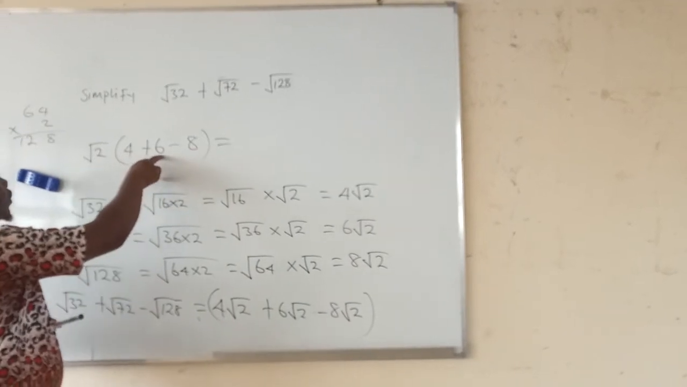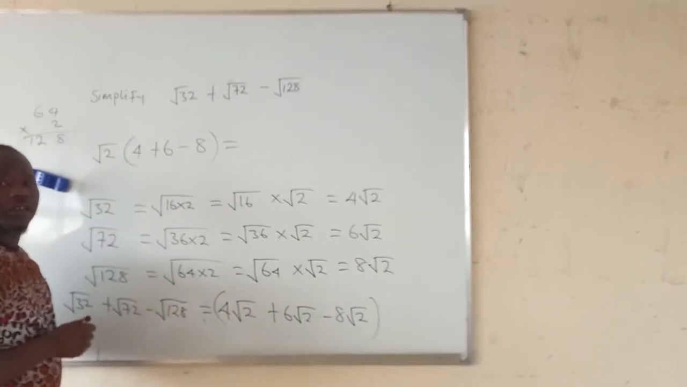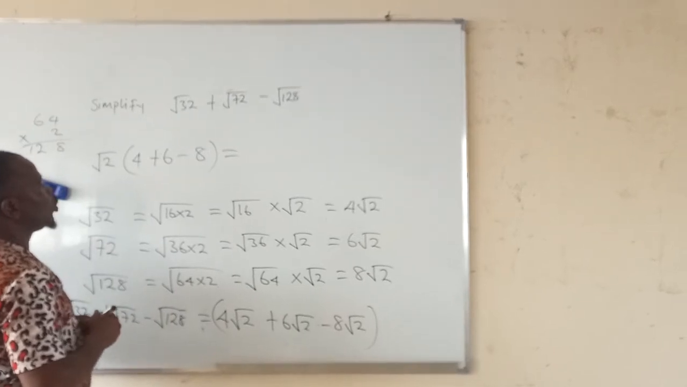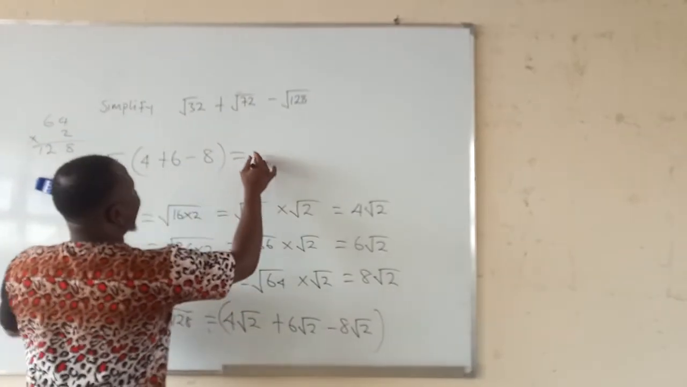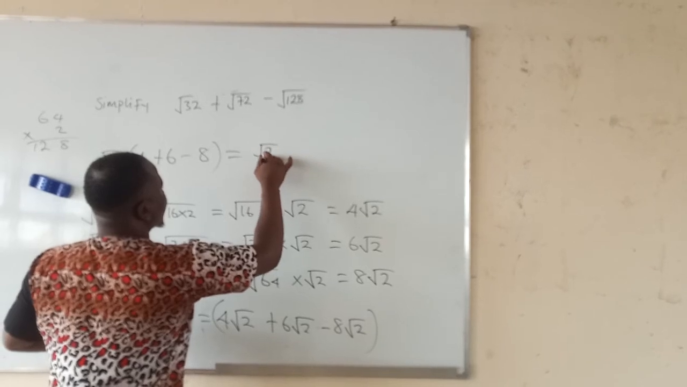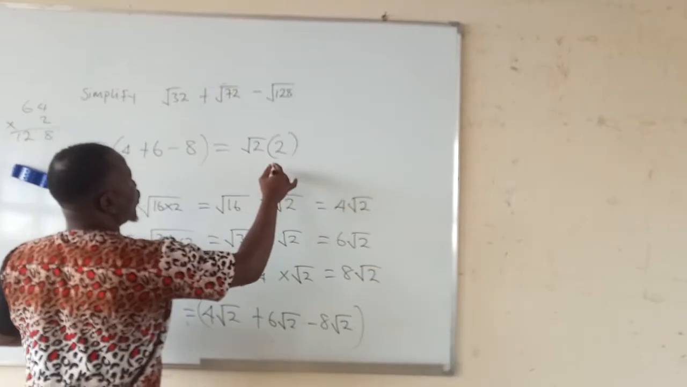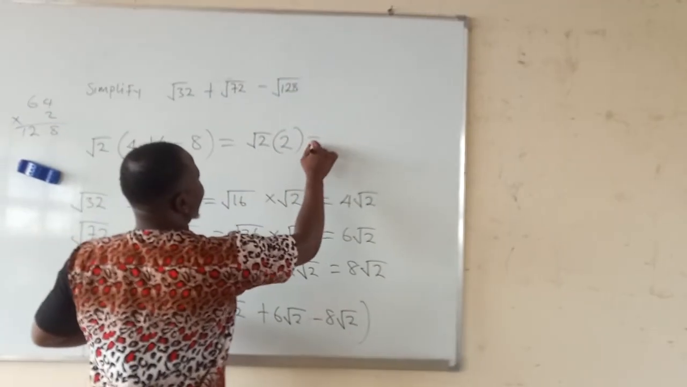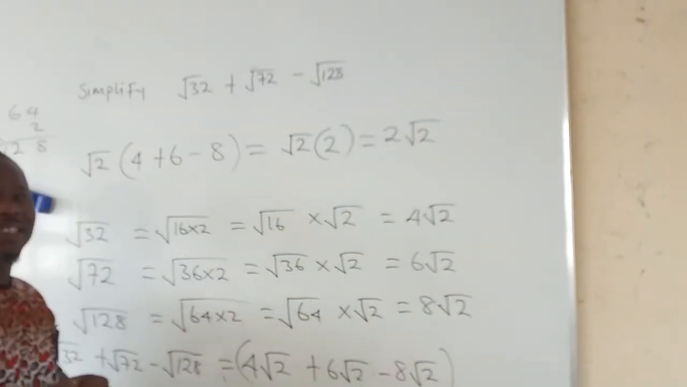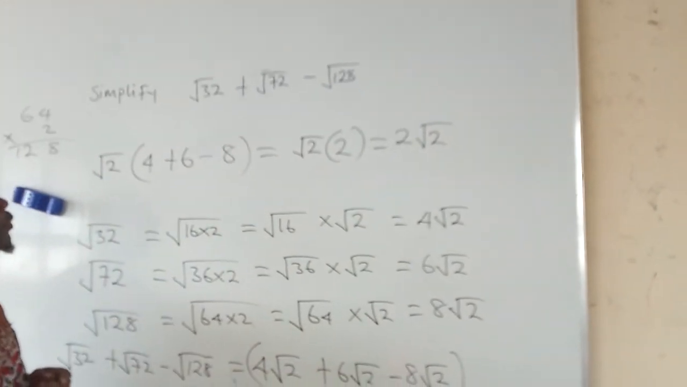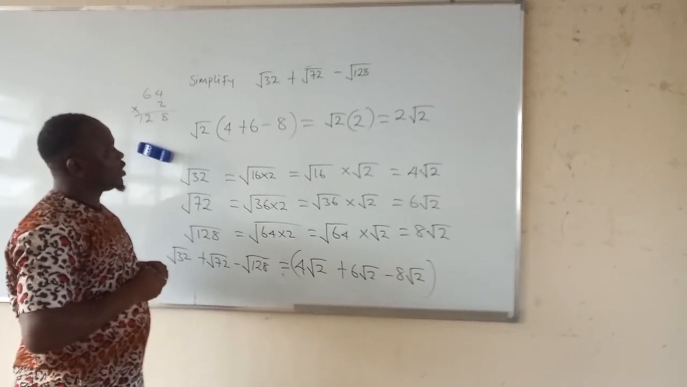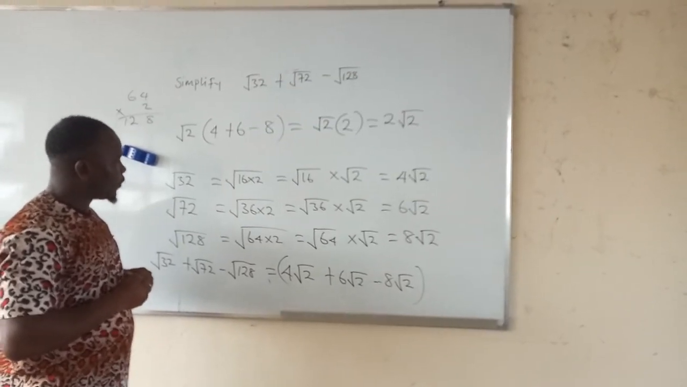So if you agree with me, this is what we will do. 4 plus 6 will give us 10. Then 10 minus 8 will give us 2. So the answer is equal to root 2 times the bracket 2. So by the time you multiply out this bracket, you are going to have 2 root 2. Any question? No question? It's okay. Thank you.